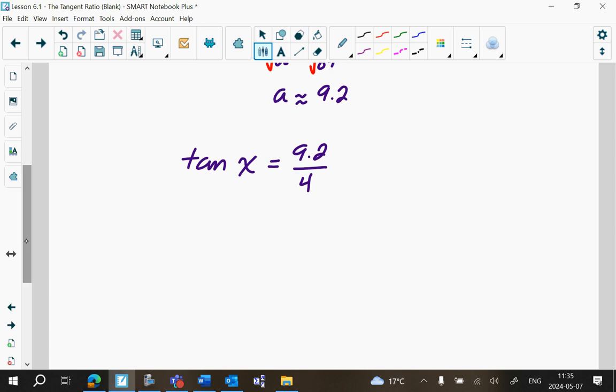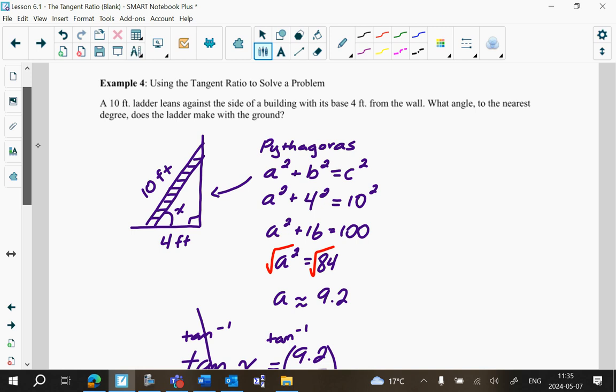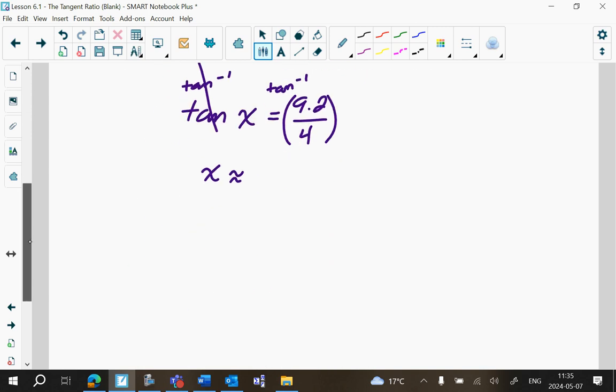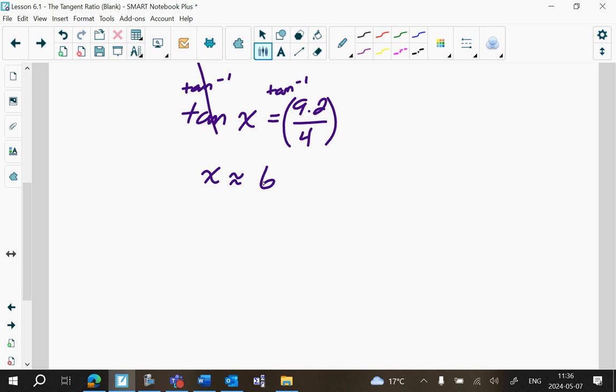So how do I get rid of tan? I got to do tan inverse to take those out, which means I got to take the tan inverse of the fraction on the right side to get my missing angle. And I am asked to nearest degree, so nearest whole number. So tan inverse of 9.2 divided by 4. 67. Second person confirm that. There we go. Okay.